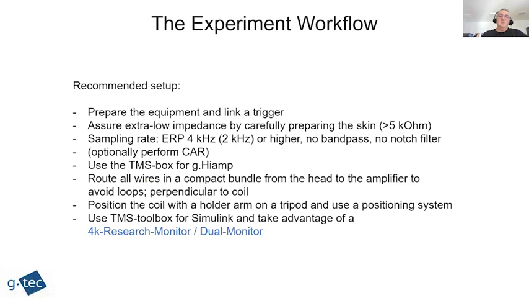Wires should be as far away as possible. So you will see if we have a few wires, we can bundle them into one line. But usually with the 64 channels, we have a couple of lines, one for the left hemisphere, the other one for the right. And we should position them as perpendicular to the coil as possible.